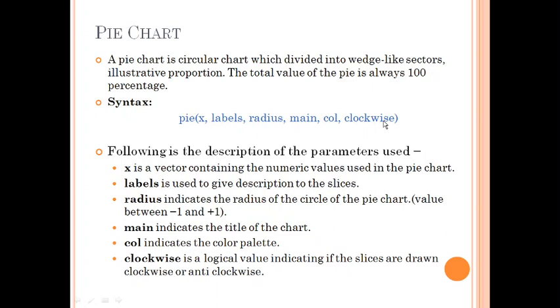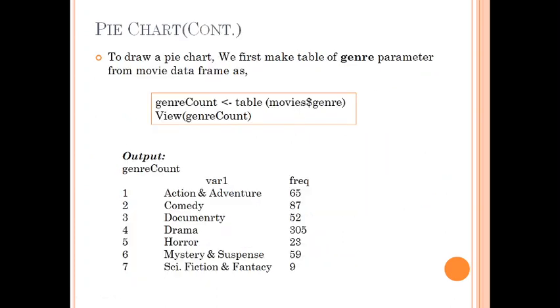Again, like in histogram, main will carry the title of the pie chart, col will carry the color, and clockwise is a boolean, a logical kind of parameter which will indicate whether the slices are drawn clockwise or anti-clockwise. Not all the parameters are mandatory here. Let us have a look at how to create a pie chart.